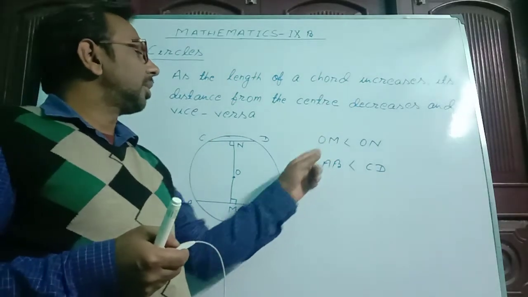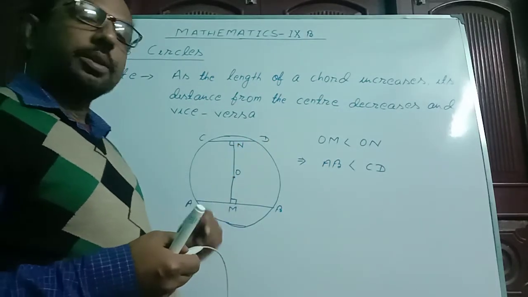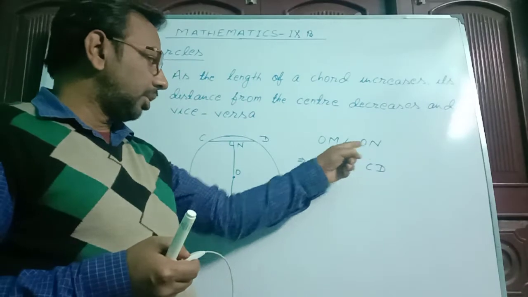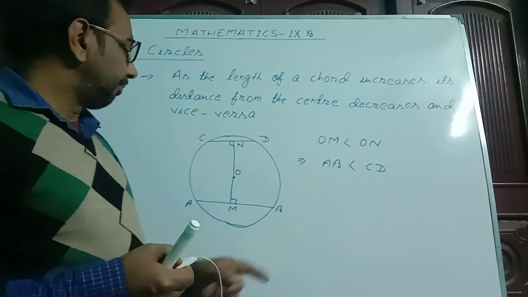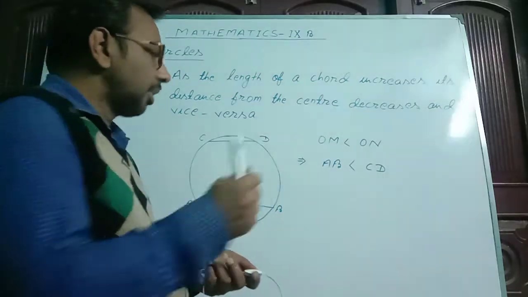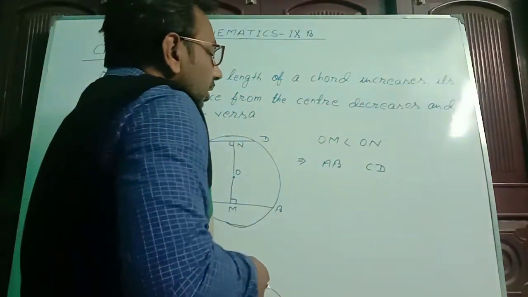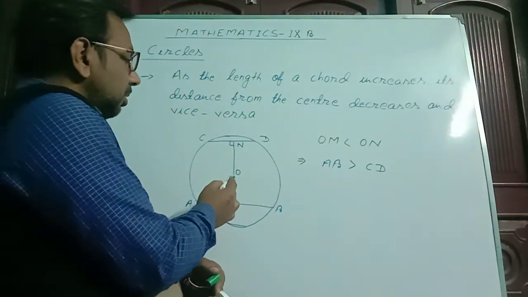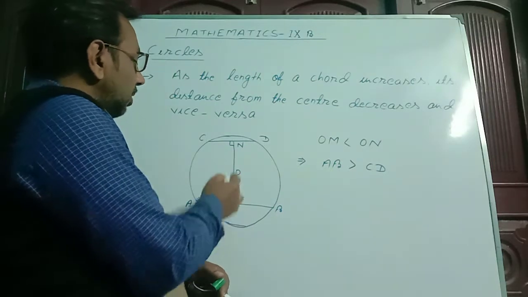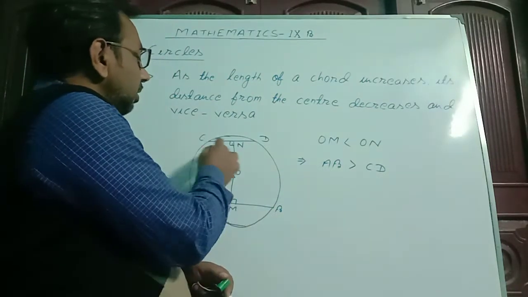Mathematically, I have written here, if OM is smaller than ON, then AB will be greater than CD. So this distance OM is smaller than ON, so AB will be greater than CD.